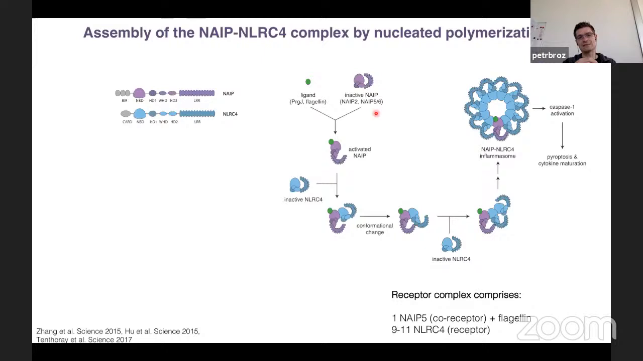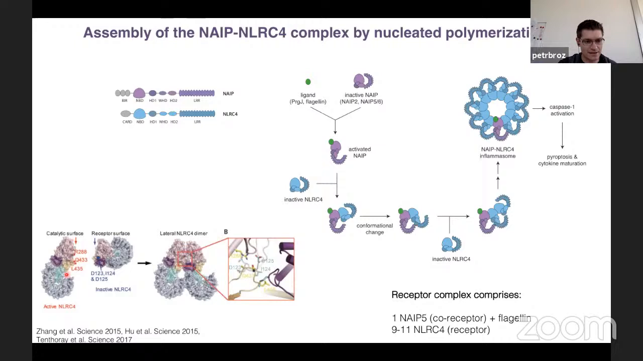Once the NAIP proteins, either NAIP5 or NAIP2 or 6, bind to their ligands, in this case the rod subunit or flagellin, this binding will open up this protein. This reveals a new interaction site, and through this interaction site the protein can bind an inactive NLRC4. This is also shown a little bit here: this new interaction site that is created can interact with inactive molecules.